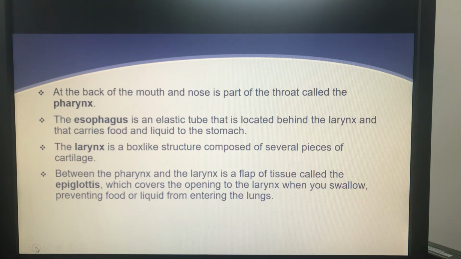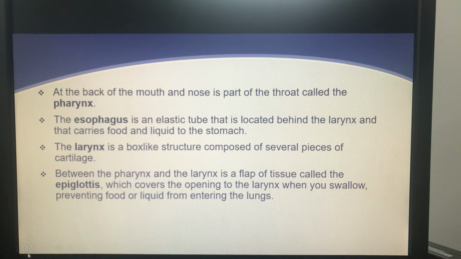It says elastic tube really because you've got to think, if you are swallowing food and maybe you didn't chew it up well, it's got to be able to expand, and so there's got to be some give there. So that's why it's elastic-like, so it can stretch depending on the amount of food that is going down.